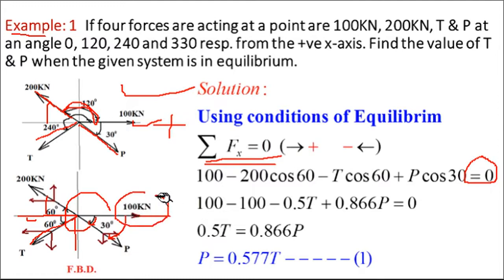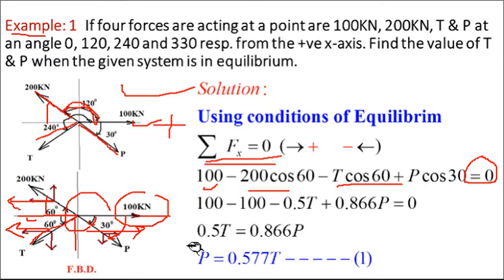First of all, this 100. 100 cos of 0 means 100. Cos 0 is 1. Minus 200 cos of 60, because towards negative x-axis. Third one is T cos of 60. It is also minus. Minus T cos of 60. Plus this one is towards positive x-axis. So plus P cos of 30 equal to 0.